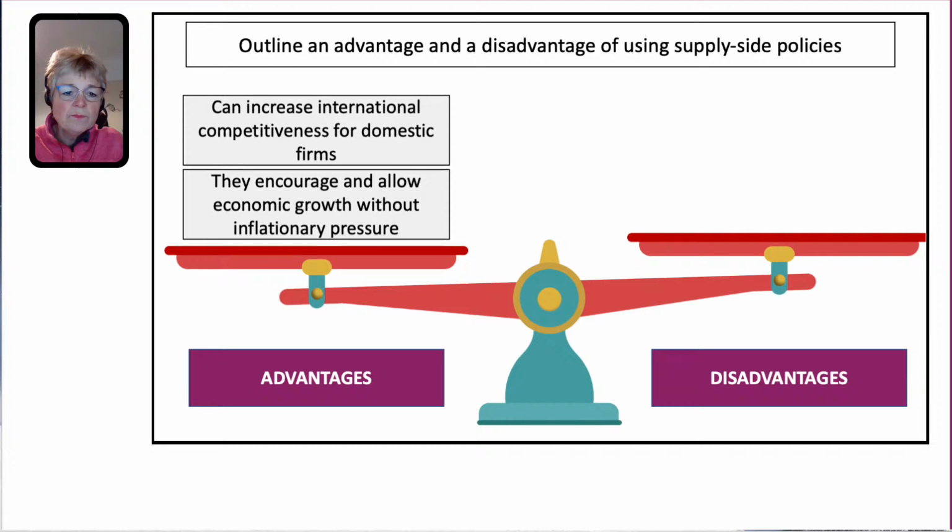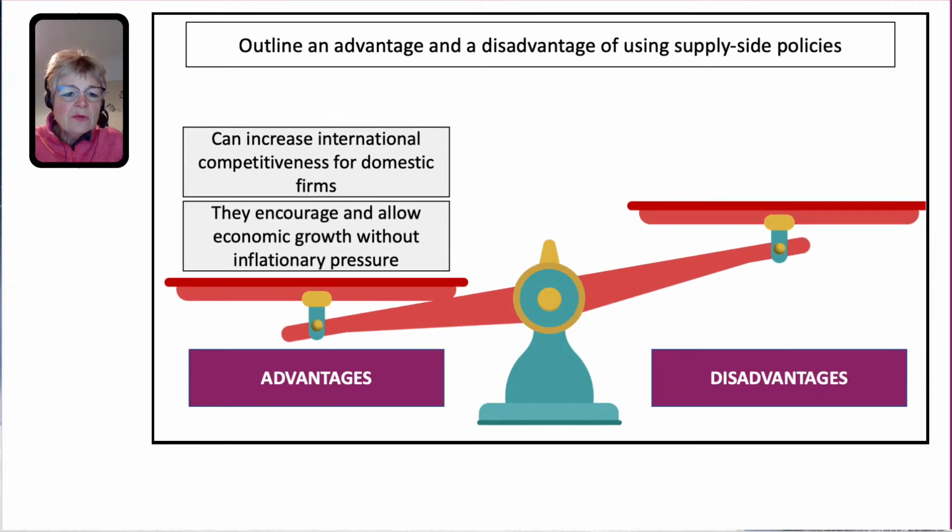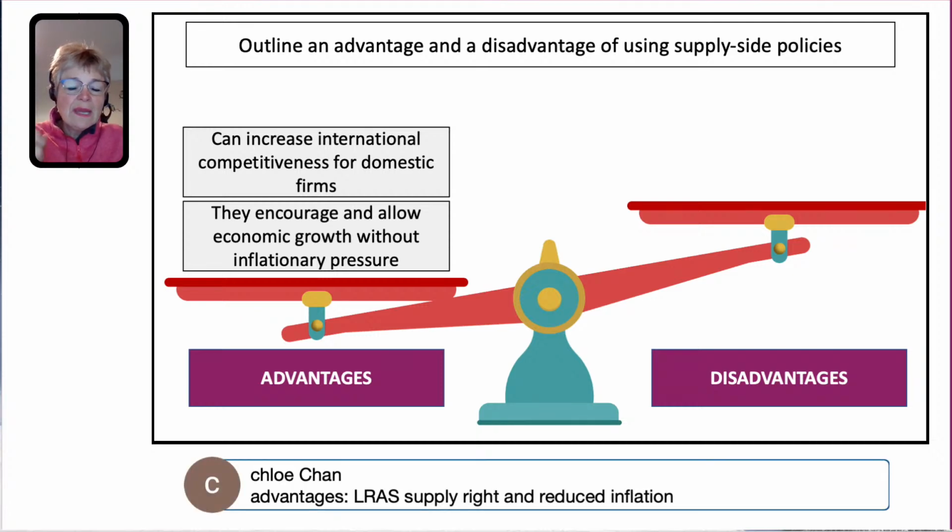We've got two. Right, they can increase international competitiveness for domestic firms. So when we free up our markets and we make our markets work better, that means that our labour is more productive, or that perhaps we can even be more efficient, and that we can actually reduce costs. And that means that we can sell our products abroad more cheaply. We are more internationally competitive.